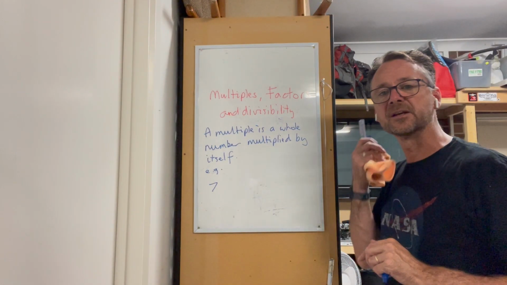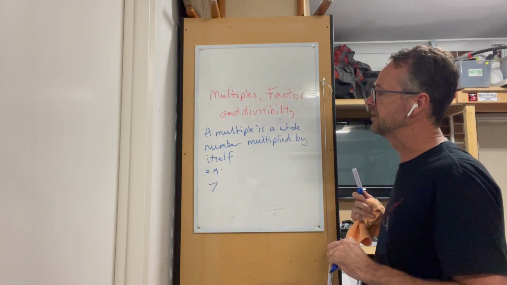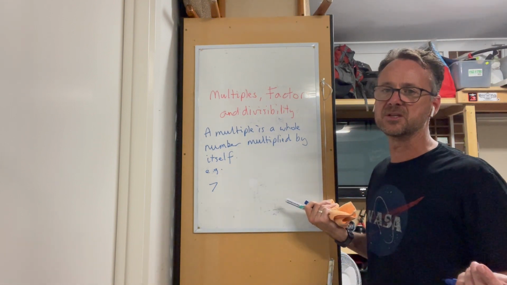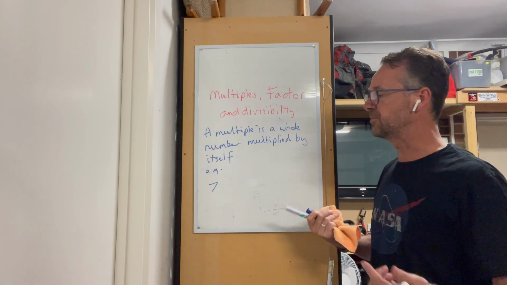Okay, we're going to look at multiples, factors, and divisibility and how these are all connected. So the first thing, a multiple. This is just a number that's multiplied by itself over and over.